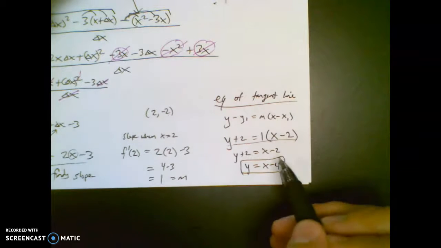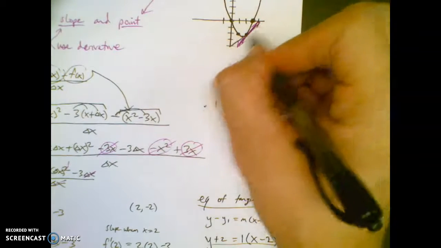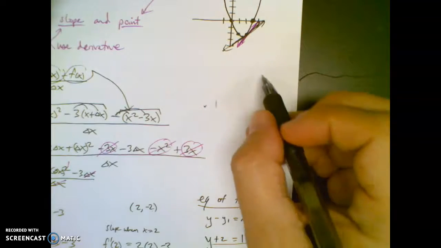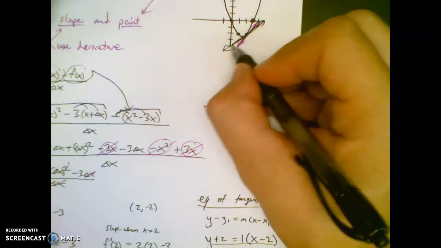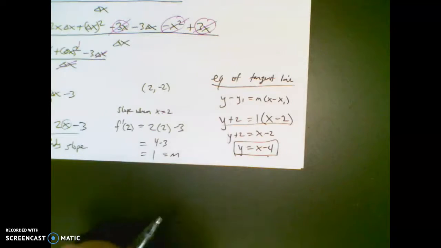Technically, that's the equation of tangent line too. But I like this. Does it look like it's pretty much that equation? Maybe if I drew it like this. There, that would be perfect. The equation of that tangent line has a slope of 1 and hits at negative 4. Ta-da! Let's take it a step further.